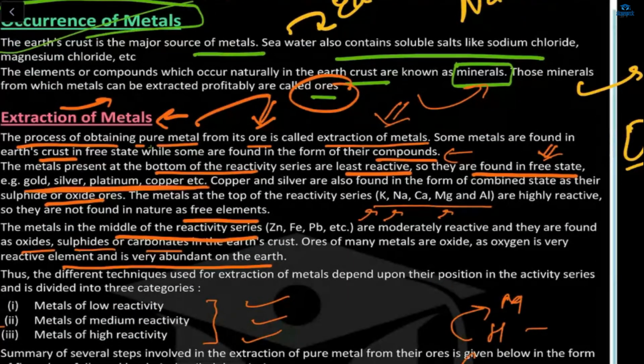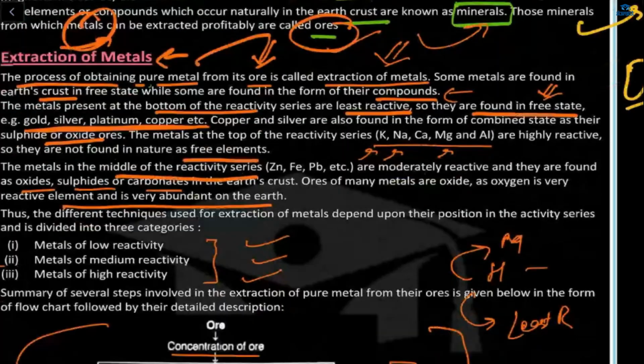So ores are the minerals found in the earth's crust, the minerals from which the metal can be extracted. The minerals from which metals can be extracted, this mineral from which we can easily extract metal, those are known as ores.